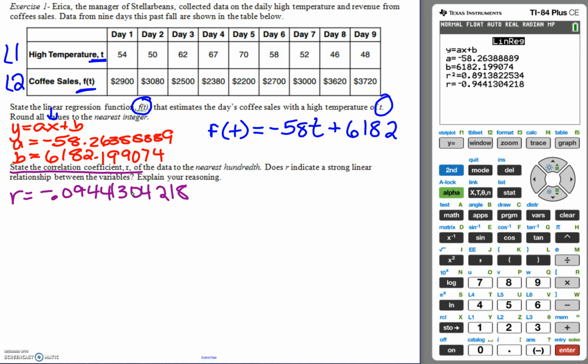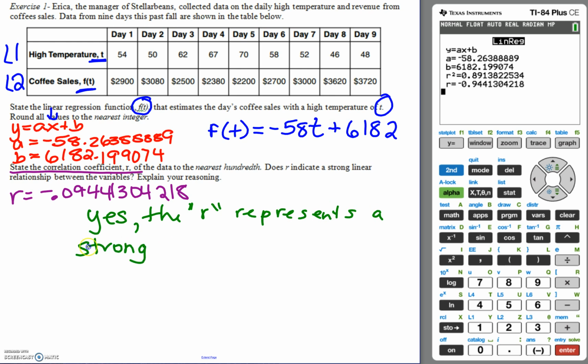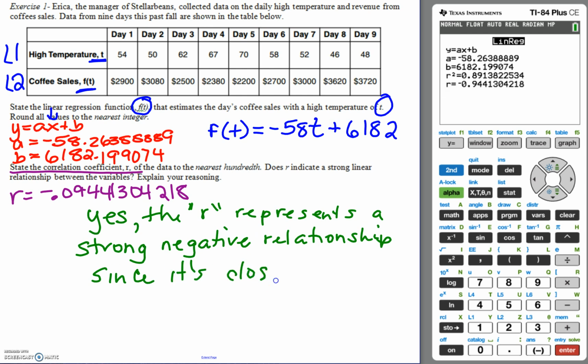So we can say, yes, the R value represents a strong negative relationship since it's close to -1.